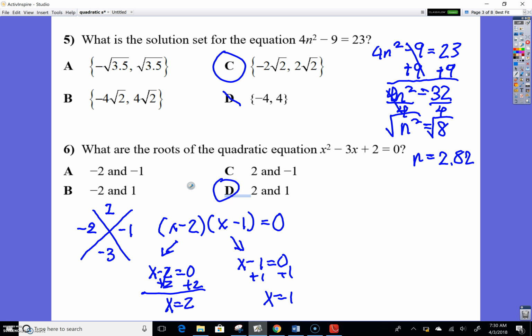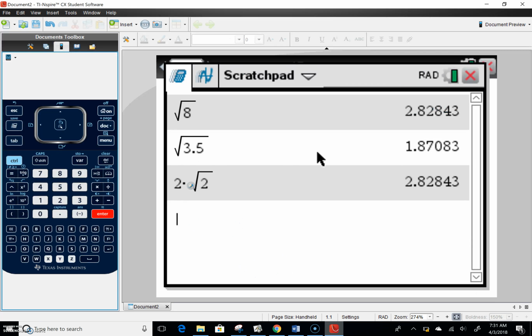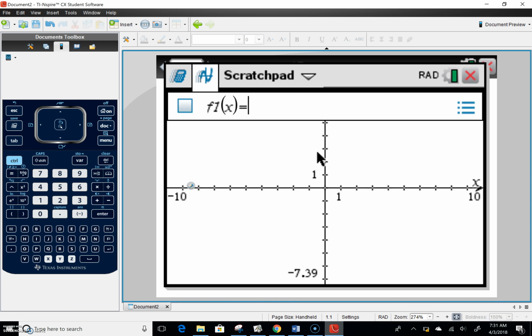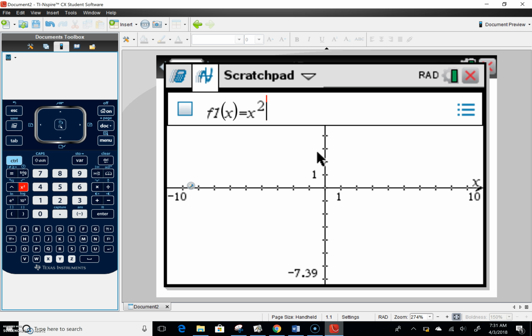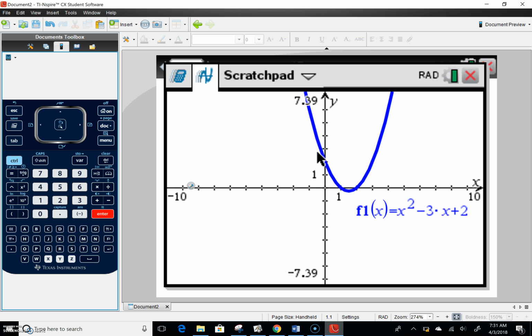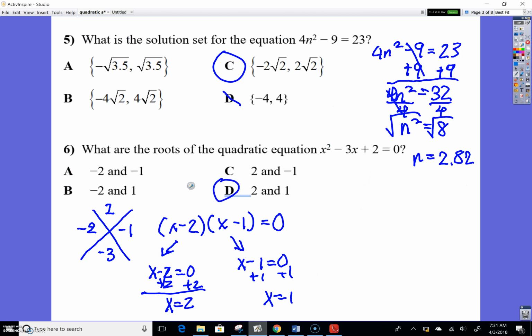Remember, you can still do this by graphing, and I'll show you. You have x squared minus 3x plus 2. Enter. You see that? Your zeros are at 1 and 2. So we know that that's the correct answer. Alright, we're going to go to the next one.